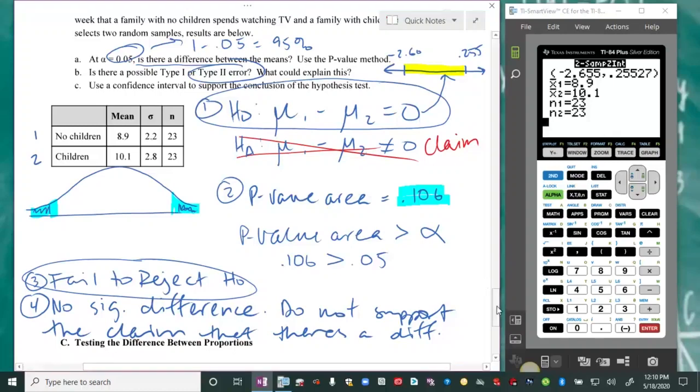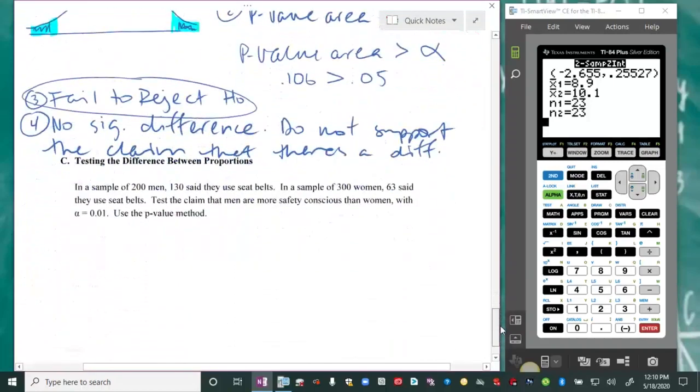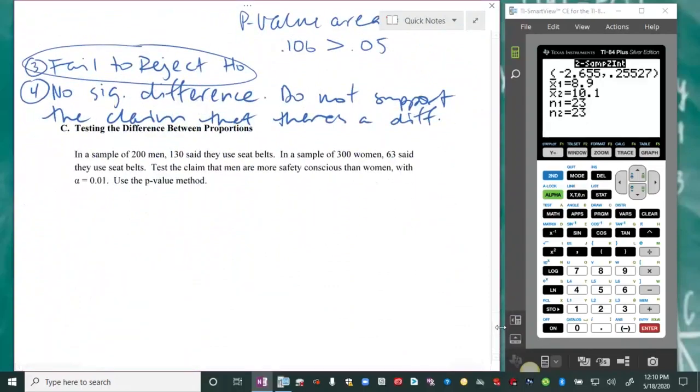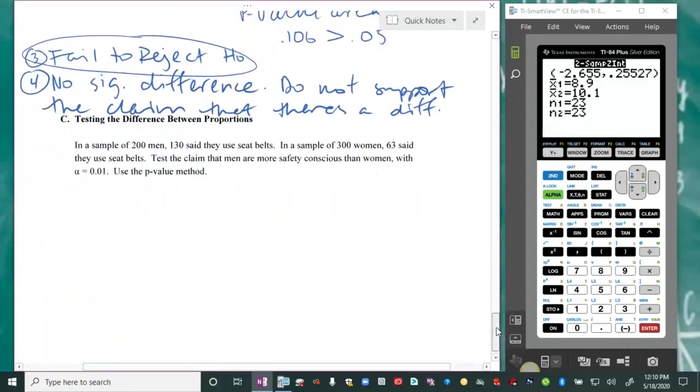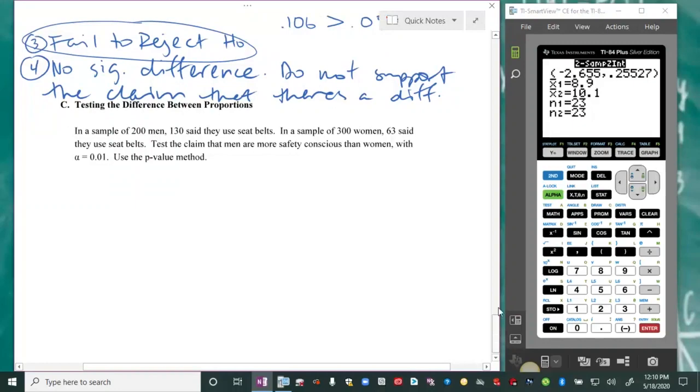So finally, we want to look at an example where we're testing proportions instead. Everything is very similar, so that's why we're just going to do one of these examples. What I want to do, though, is to set up what we need to put into the calculator. So we've got a sample of 200 men and a sample of 300 women.